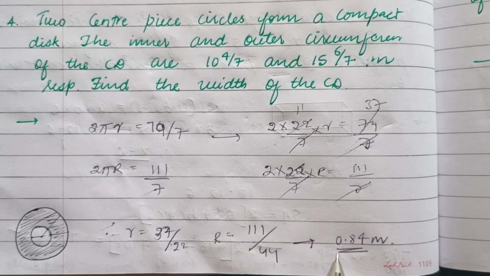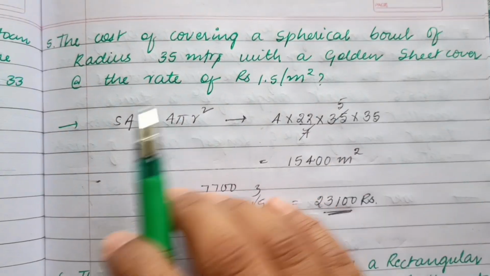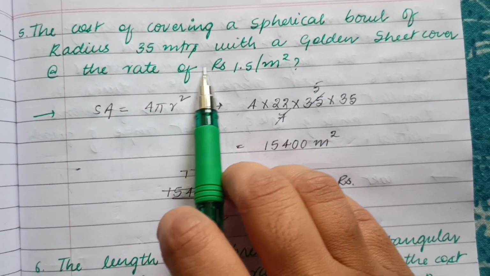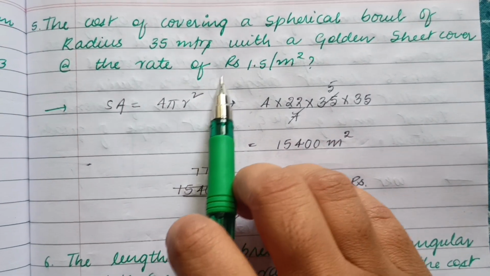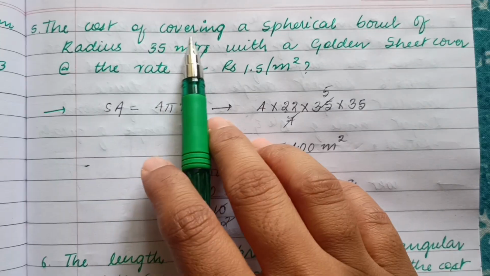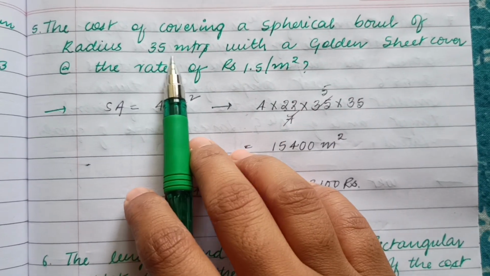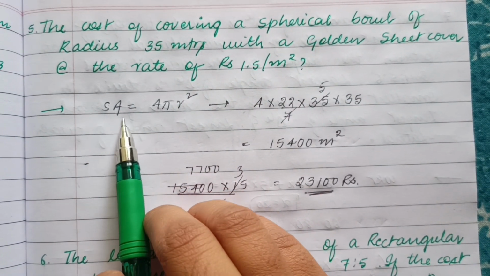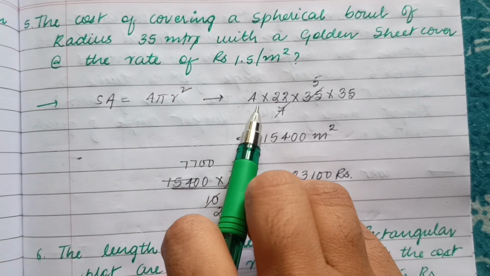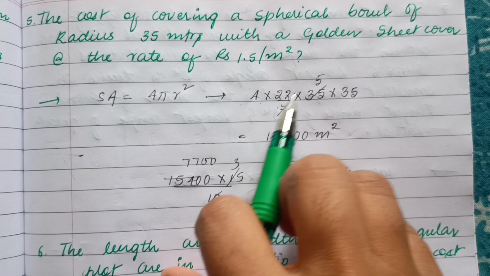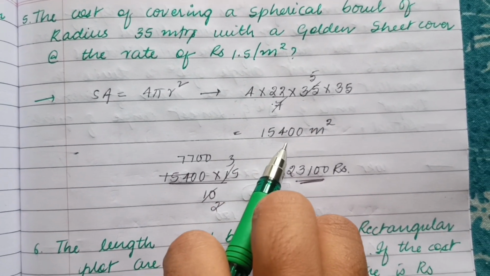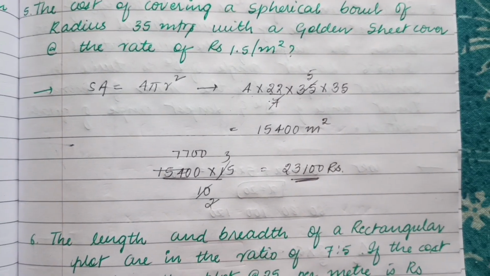Therefore I got 0.84 meter. The cost of covering a spherical bowl of radius 35 meters with a golden sheet cover at the rate of rupees 1.5 per meter square is. So here, the surface area of the sphere will be 4 pi r square. Therefore that is 4 into 22 divided by 7 into 35 into 35, which will give you 15,400 meters square.